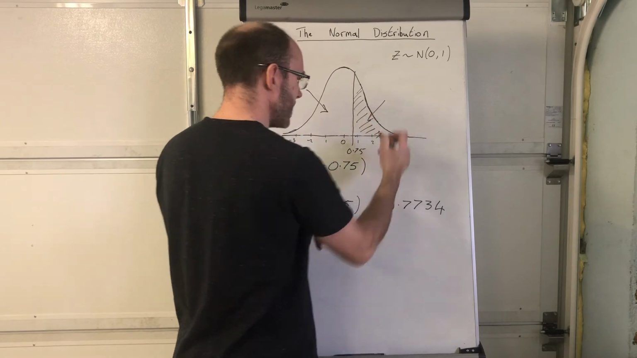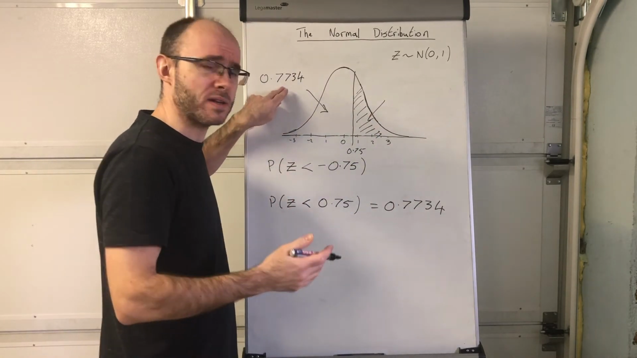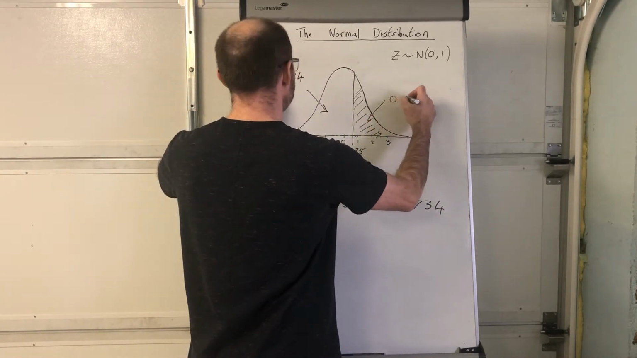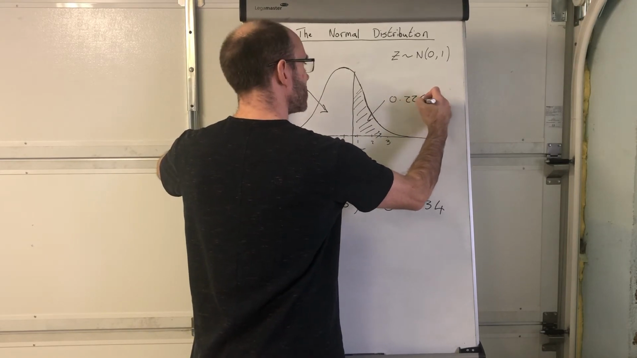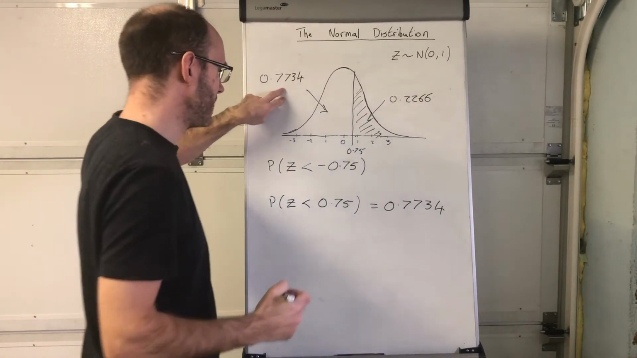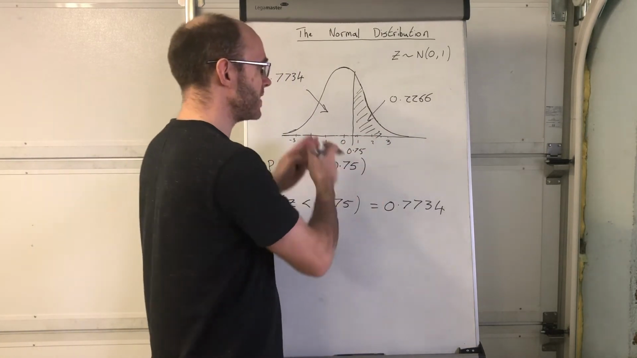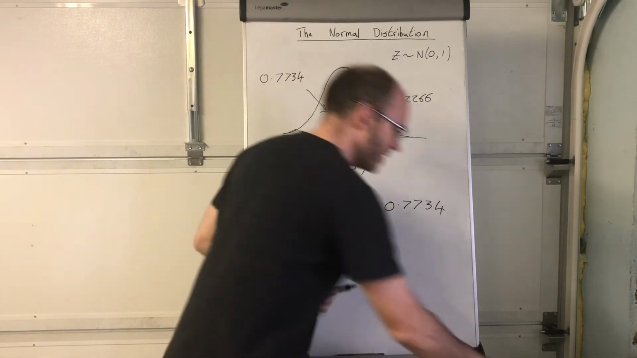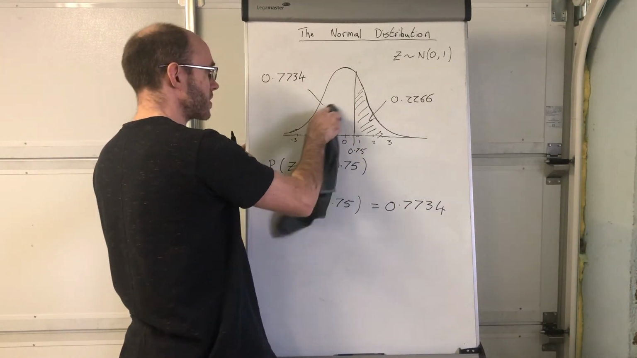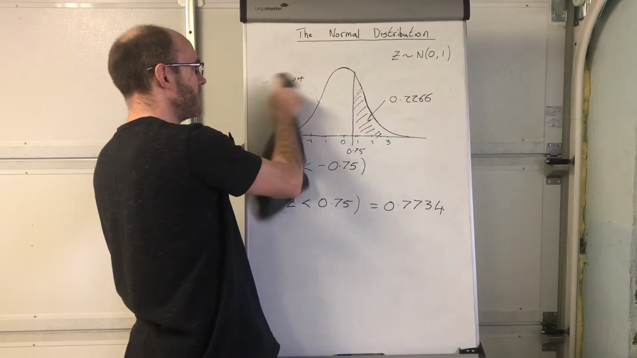So what that means is, this bit here, I'm going to shade that bit in. This bit here has got to be the difference between that and 1, hasn't it? So that's going to be 0.2266. Okay? So I found the probability of z is greater than 0.75 is 0.2266. Right, now I don't need this anymore, so I'm just going to rub it off. This is why I didn't shade this bit.